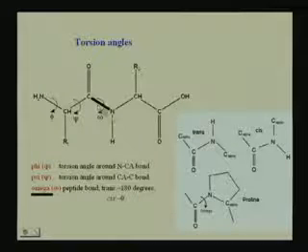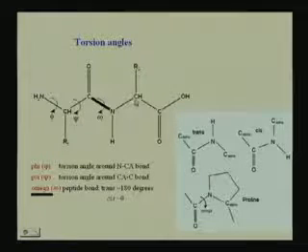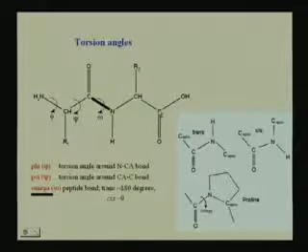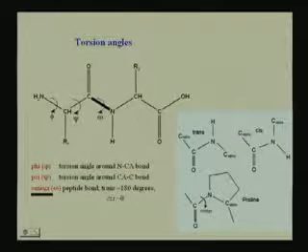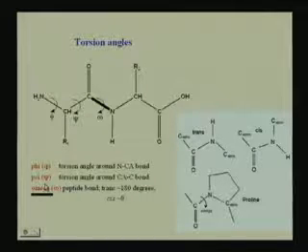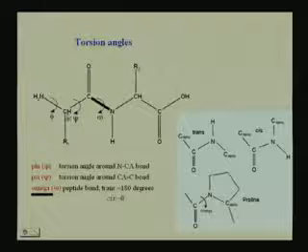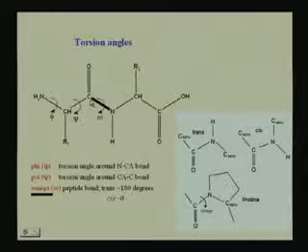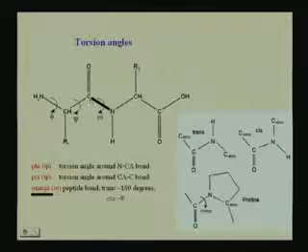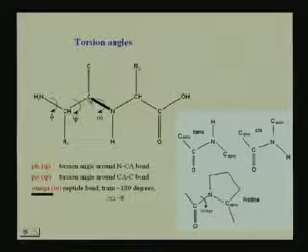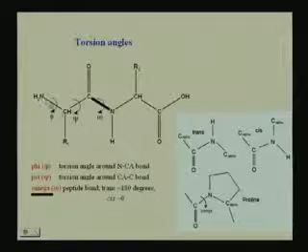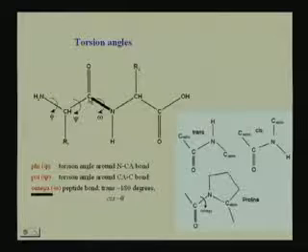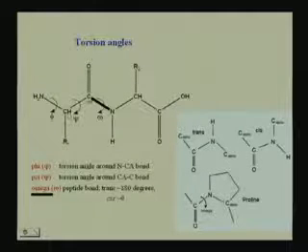What does that mean? C, N, C alpha, C means I have two planes, C, N, C alpha in one plane, N, C alpha, C in the next plane. The angle between these two planes is the phi angle. Similarly, you can define a psi angle. The psi angle is the angle about the C alpha C bond. So what are the four atoms that I have here? N, C alpha, C, N. What are the two planes that I have here? N, C alpha, C, and C alpha, C, N.